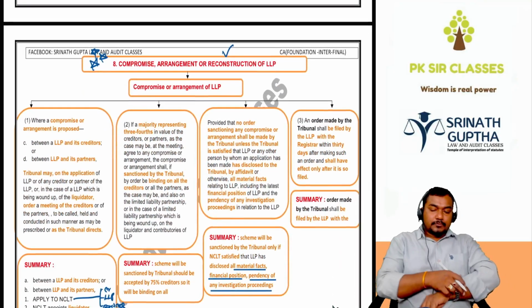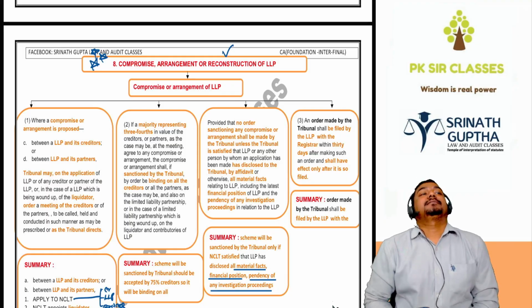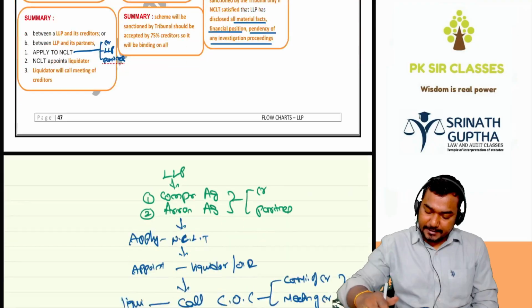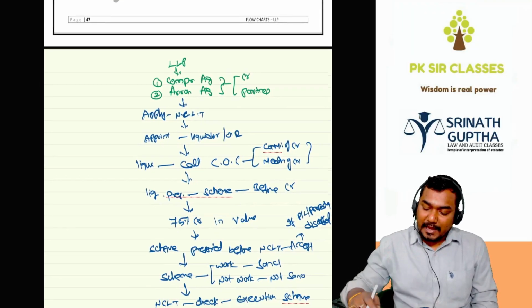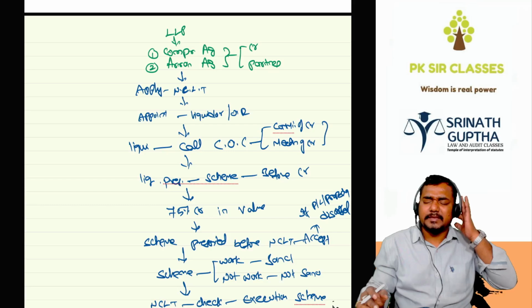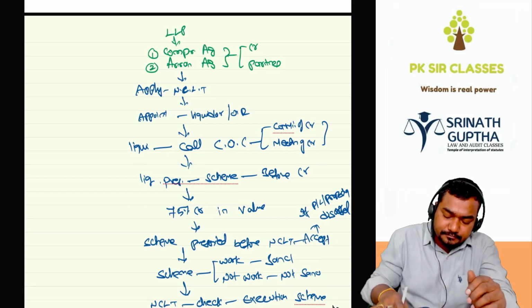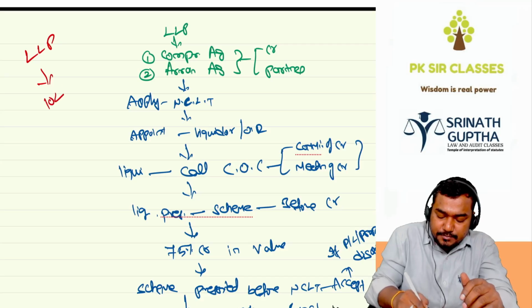Next topic is compromise, arrangement and reconstruction. An LLP may enter into a compromise and arrangement agreement with creditors and partners. What is the concept of compromise and arrangement? For example, beta, one LLP is there. The LLP has to pay 10 lakh rupees to Ganesh.